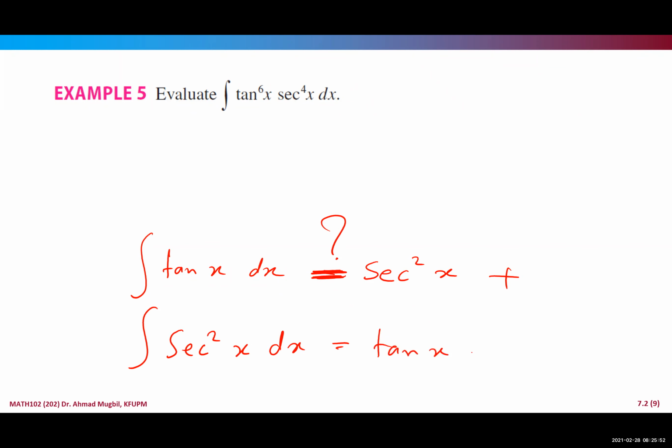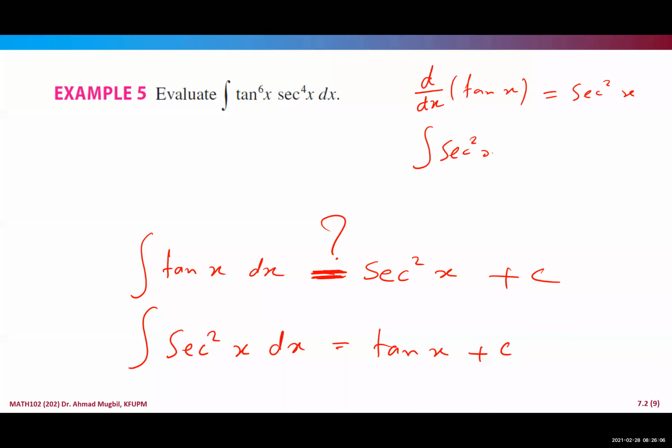I'm sure about that. So the integral of cosine, because what you need to remember, just what is the derivative of tan? What is the derivative of tan x? It is secant squared x. So because of that, the integral of secant squared x dx will be equal to tan x plus c.